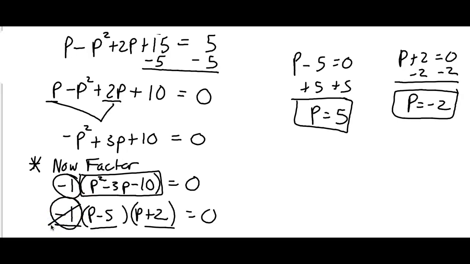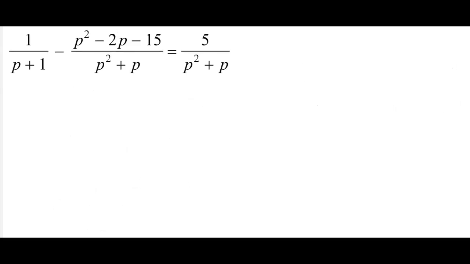All right. So back to my question though, will these answers make either of the denominators 0? If I were to plug in 5 or -2, would that make 0 here? No. So we got good answers, and we'll keep both of them. All right. Sorry that was so long. Every once in a while they're like that.